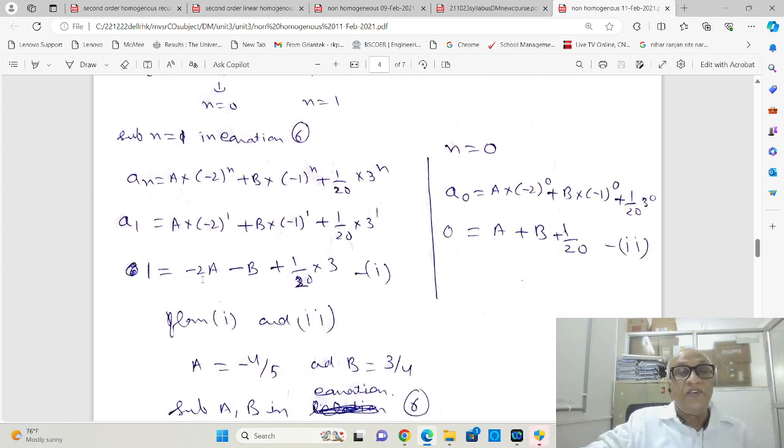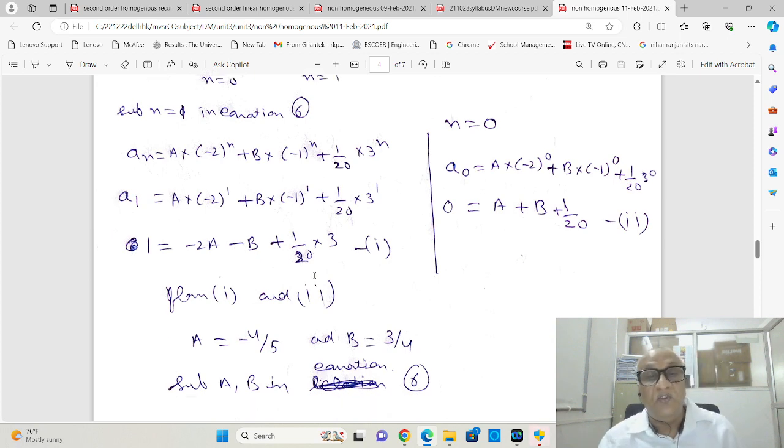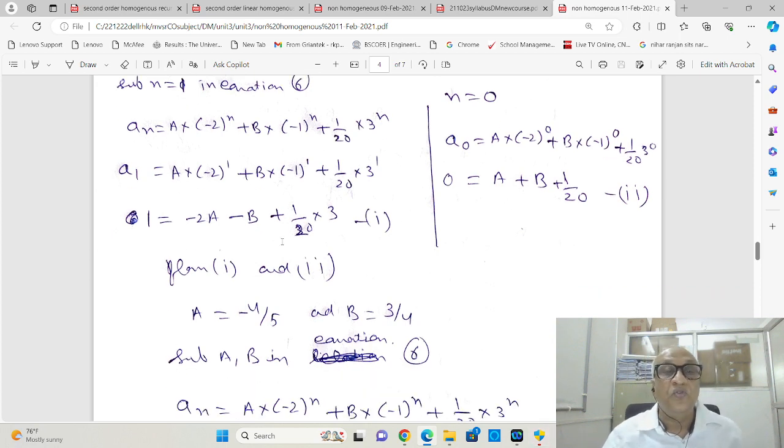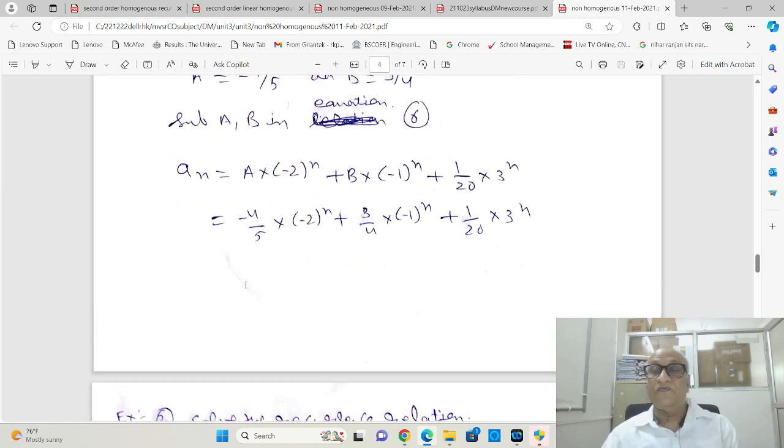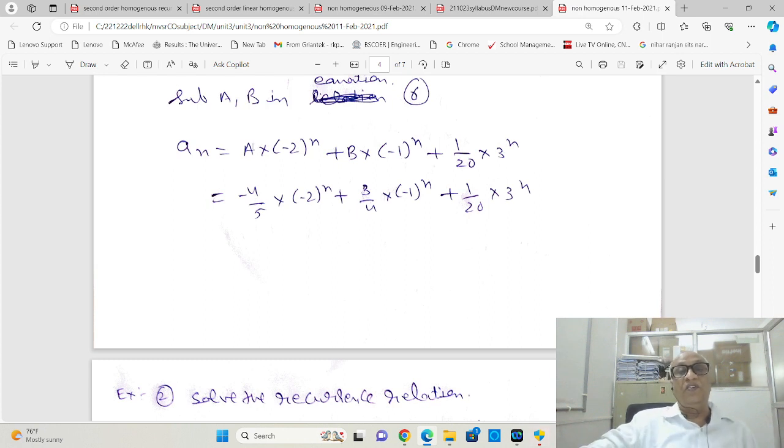So after simplification you will be getting 1 equal to minus 2a minus b plus 1 by 20 into 3. So using these two, after simplification what we get is a is equal to minus 4 by 5 and b is equal to 3 by 4. So we will be substituting the values of a and b in our equation, and that becomes our solution. So wherever a is there, minus 4 by 5. Where b is there, 3 by 4.